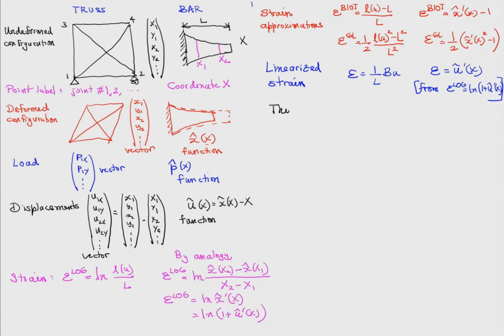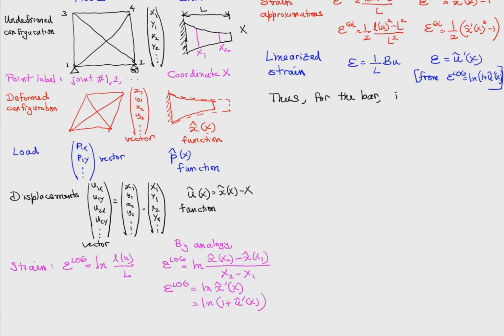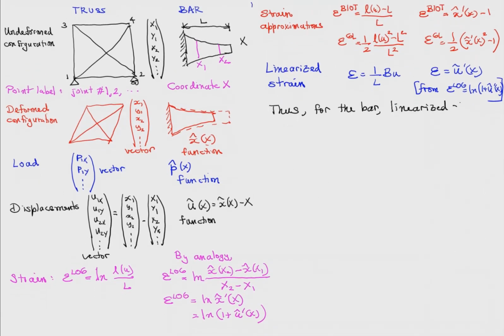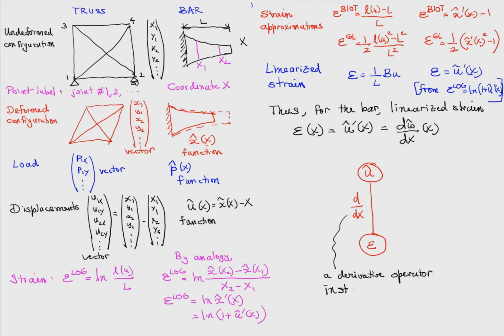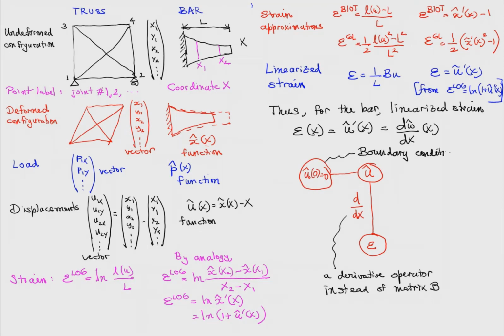So now we can build up the first leg of the Tonti diagram. Connecting the displacement u hat and the strain epsilon, and these are connected by d by dx. We see that now a derivative operator has taken the place of the matrix B. Also, we can say that the displacement at the left end is 0, and there is that boundary condition leg.